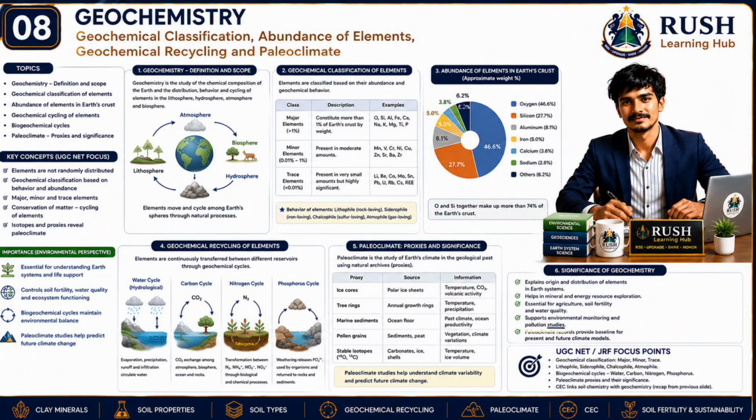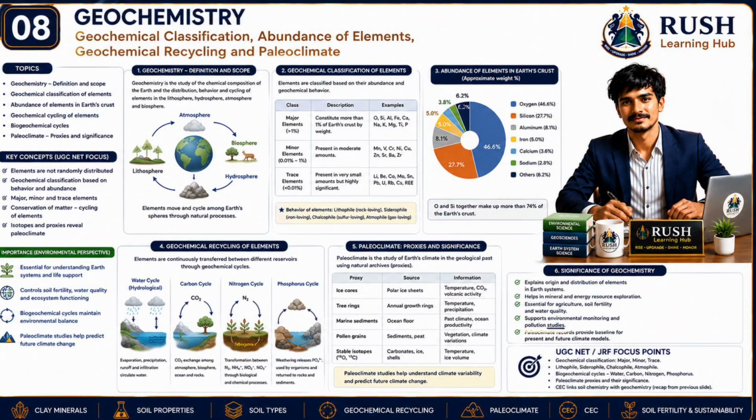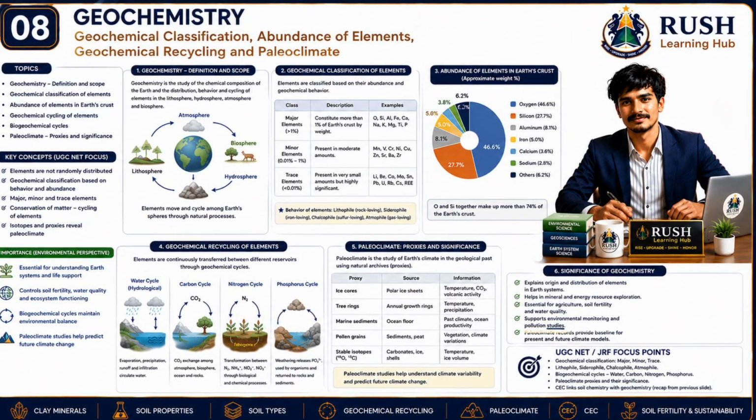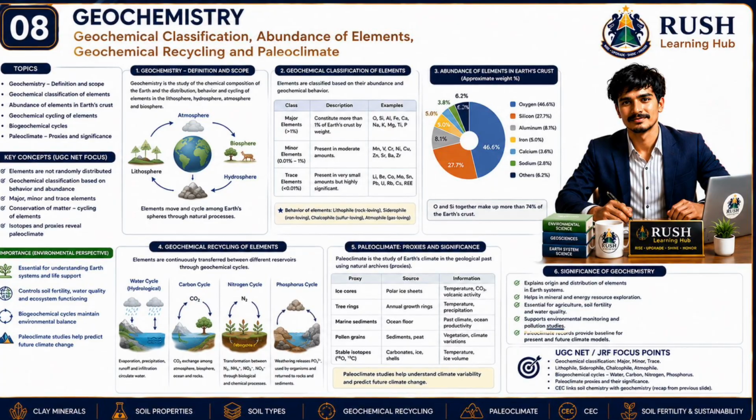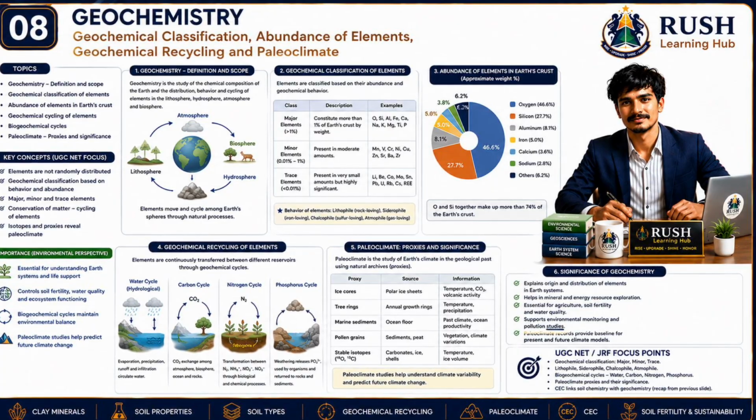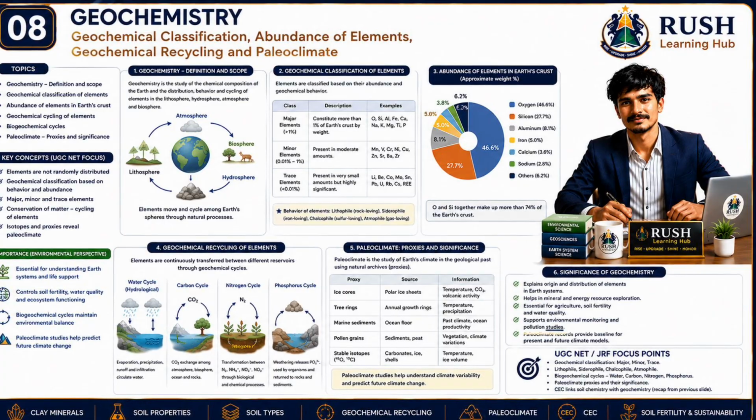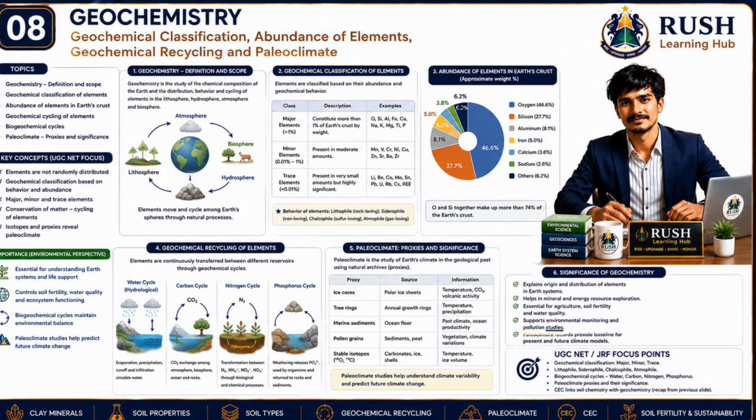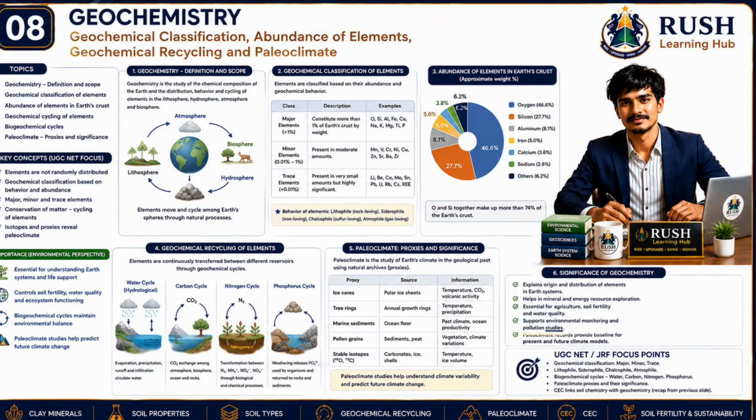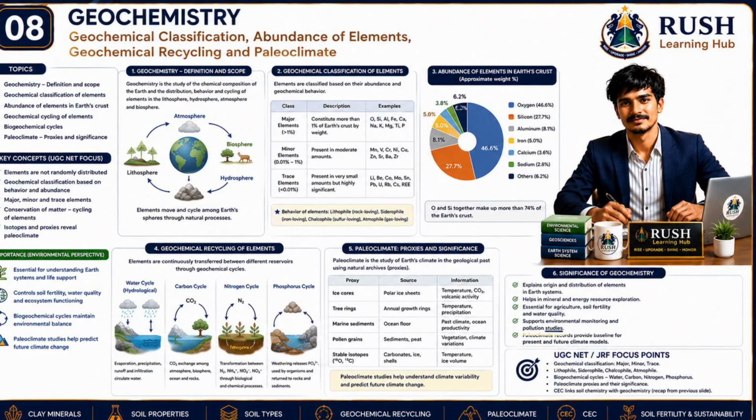Other important elements include aluminum, iron, calcium, sodium, potassium, and magnesium. The abundance of elements differs among various Earth reservoirs. In the core, iron and nickel dominate. In the mantle, magnesium and iron-rich silicates are abundant.